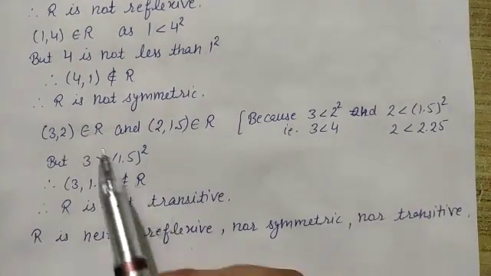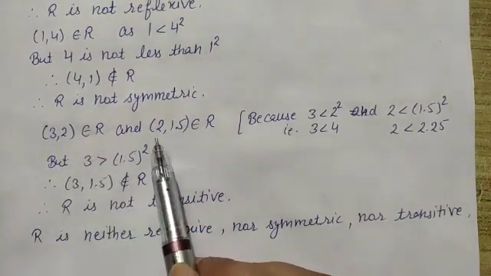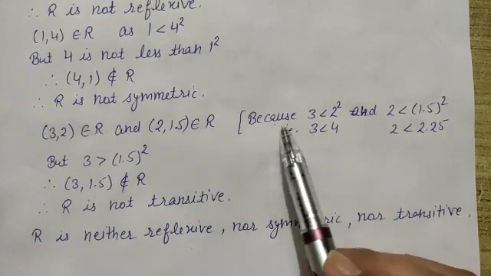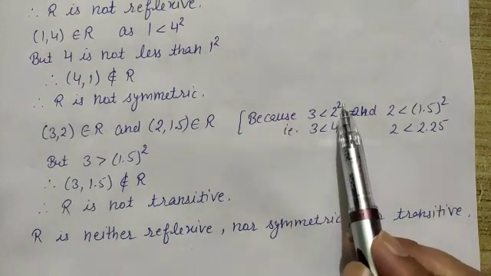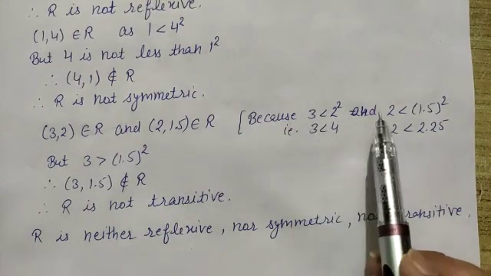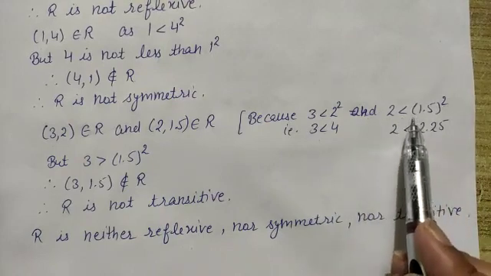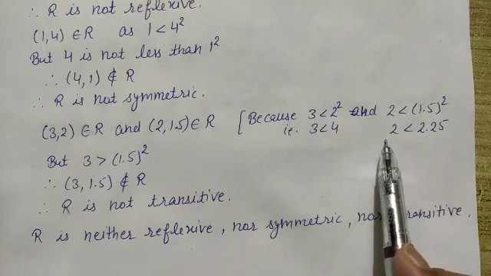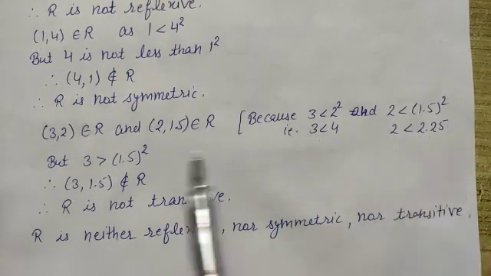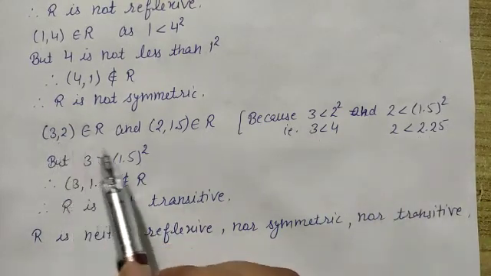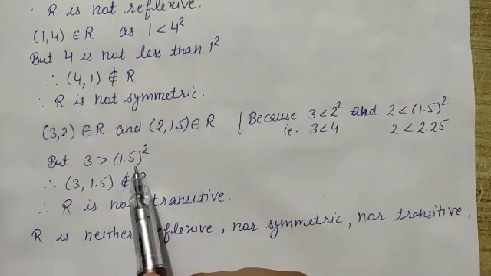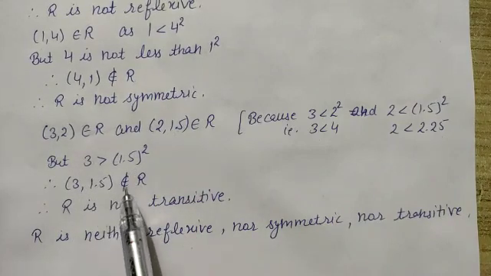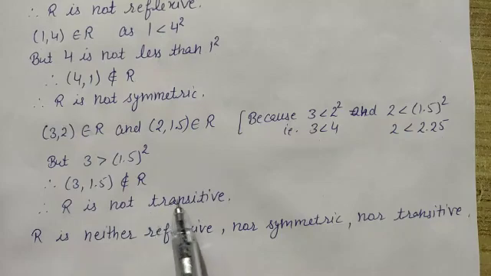Now for transitive, (3, 2) belongs to R and (2, 1.5) belongs to R because 3 is less than square of 2. Square of 2 is 4. 3 is less than 4 and 2 is less than square of 1.5. Square of 1.5 is 2.25. So 2 is less than 2.25. But 3 is greater than square of 1.5. So (3, 1.5) does not belong to R. So R is not transitive. So R is neither reflexive, nor symmetric, nor transitive.